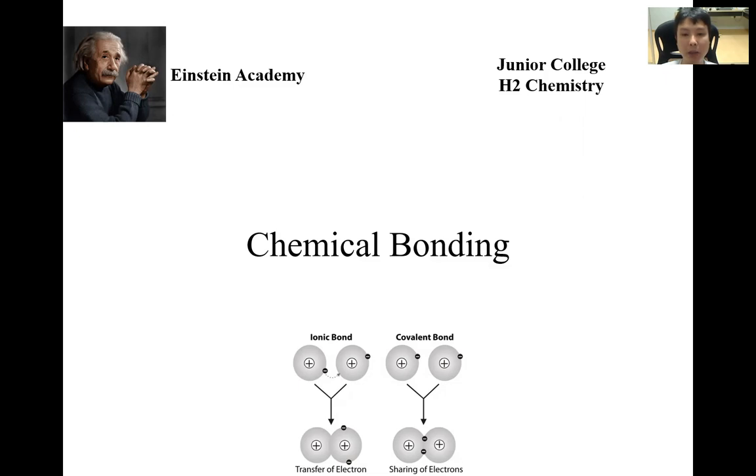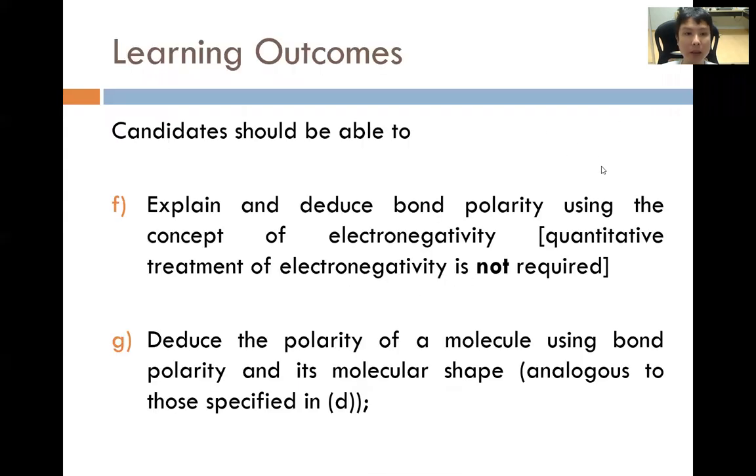In this video, we'll be looking at learning outcomes F and G from the topic of chemical bonding from the JC H2 chemistry syllabus. Learning outcome F: candidates should be able to explain and deduce bond polarity using the concept of electronegativity, while G is to be able to deduce the polarity of a molecule using bond polarity and its molecular shape. So we're also going to be using part of the knowledge whereby we use the VSEPR theory to deduce the shape of a molecule and combine it with what we're going to learn about bond polarity in this section to be able to deduce the overall polarity of a molecule.